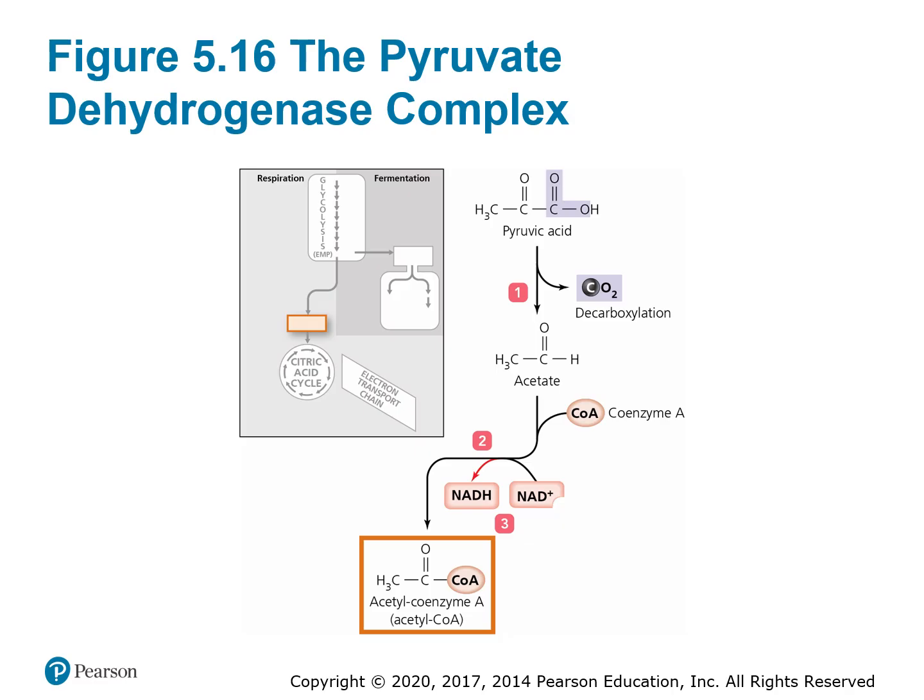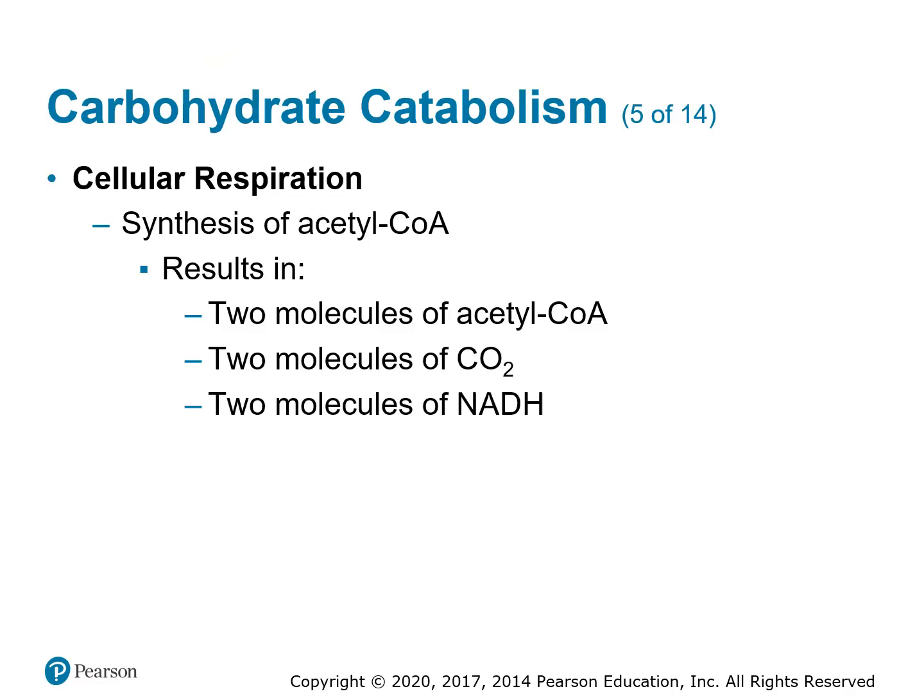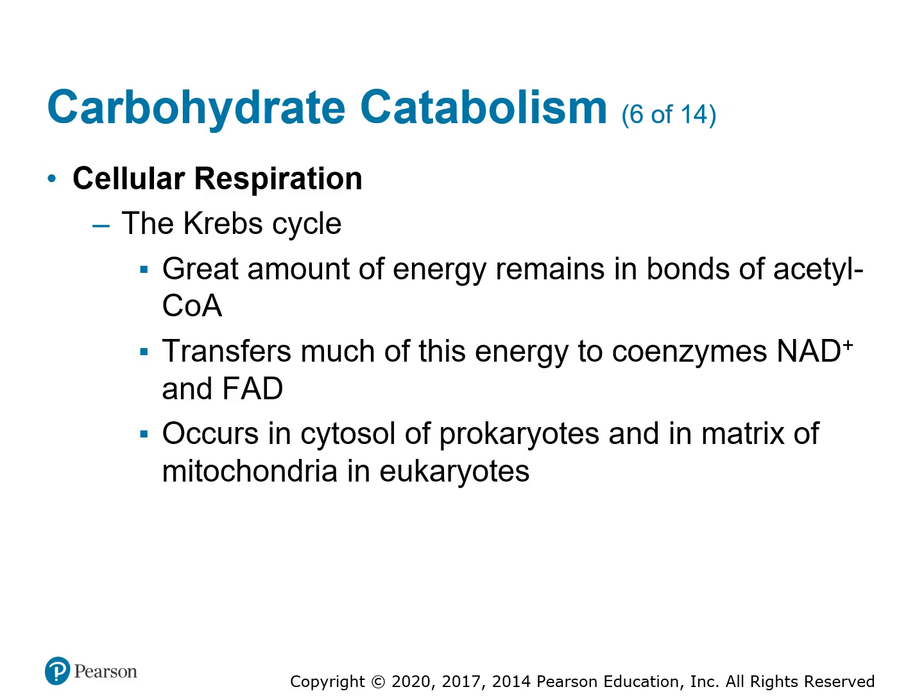But moving on to this step, here now you have the addition of coenzyme A to the acetate compound. Eventually, at the end of this process, you will form acetyl-CoA from the acetate molecule with the addition of the coenzyme A. Now that acetyl-CoA is formed, you have 2 of those molecules. You have 2 CO2 molecules and 2 molecules of NADH. Again, this happens twice because you have 2 pyruvates at the end of glycolysis. So now we're going to go into the Krebs cycle.